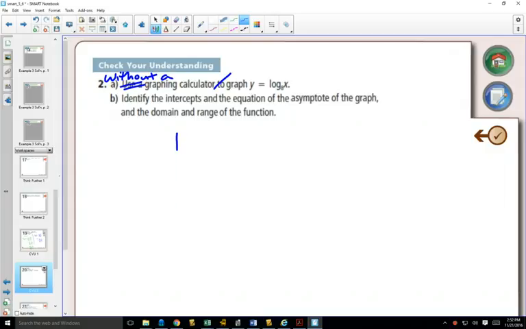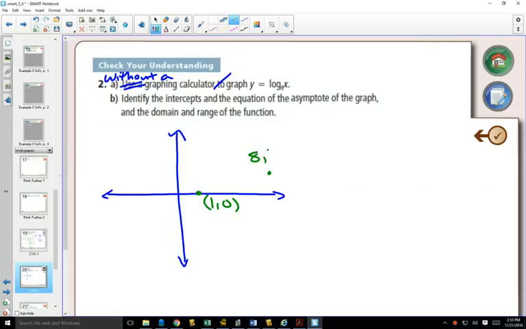Well, all log graphs are going to go through the point (1, 0). And since the base of this one is 8, this one's going to go through (8, 1). So we always have a point that is the base, 1. Because if you think of it, if I plug in 8 for x, 8 to what power is 8? 1. And that's why we have the point (8, 1).